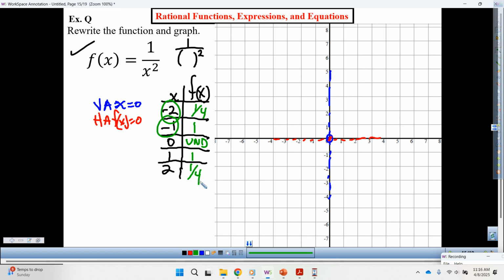All right, let's graph that. -2, 1/4 is right here. -1, 1 is right here. And we sketch our graph. 0 is undefined because we have an asymptote. Let's go to 1, 1. 1, 1 is right here. 2 and 1/4 is right here. And this is our new rational function.